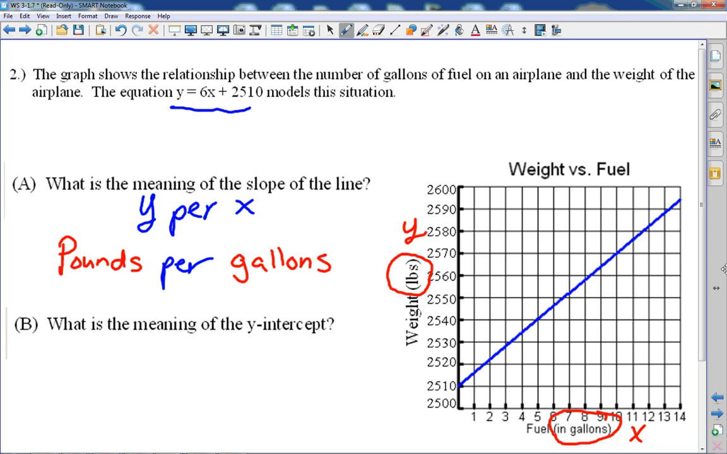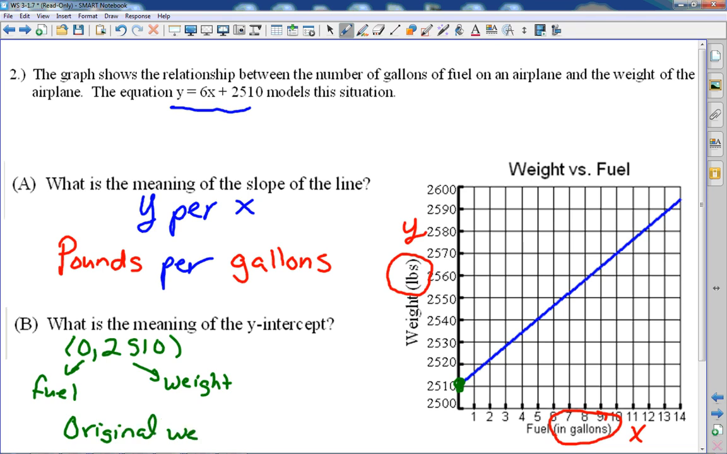What is the meaning of the y-intercept? Well, let's look up here. It says the graph below shows the relationship between the number of gallons of fuel in an airplane and the weight of the airplane. Okay, so right here, the y-intercept is (0, 2,510). 0 is the fuel. This number is the y, that is your weight. Well, this is saying when there is no fuel in the airplane, this is the weight. So this is going to be the original weight of the airplane.